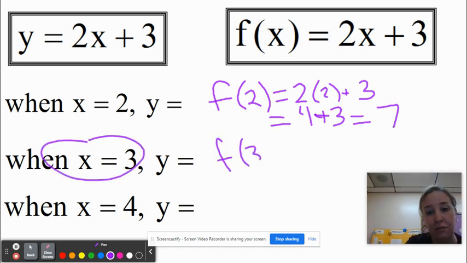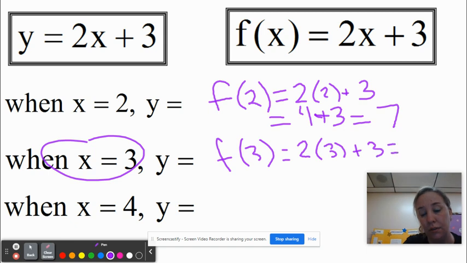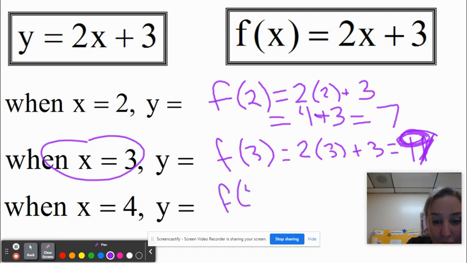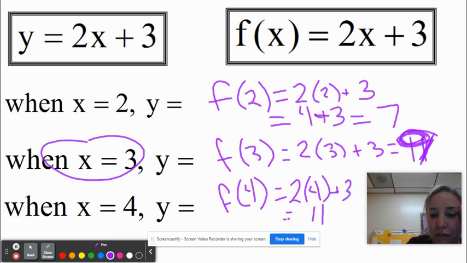F of 3 equals 2 times 3 plus 3, which equals 11. So f of 3 is equal to 11, right? Yes. No, I'm lying. It's 9. My bad. 9, right? Because 2 times 3 is 6, plus 3 is 9. Okay, f of 4 is going to be 11. 2 times 4 plus 3 equals 11. So f of 4 is 11.